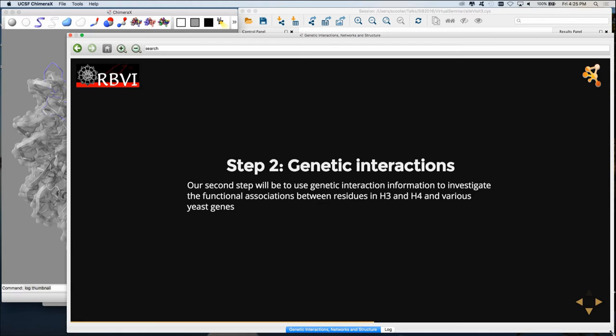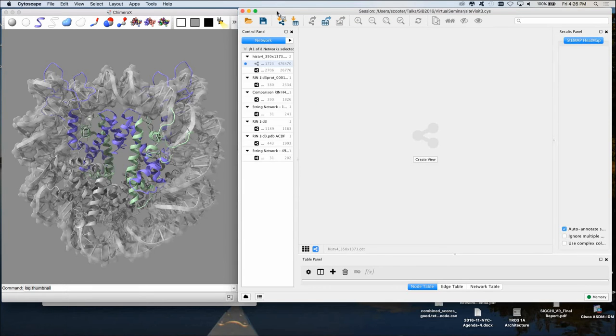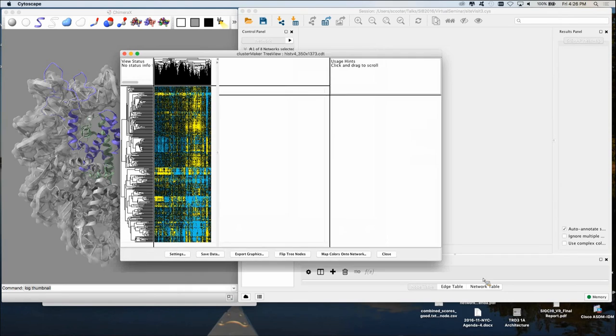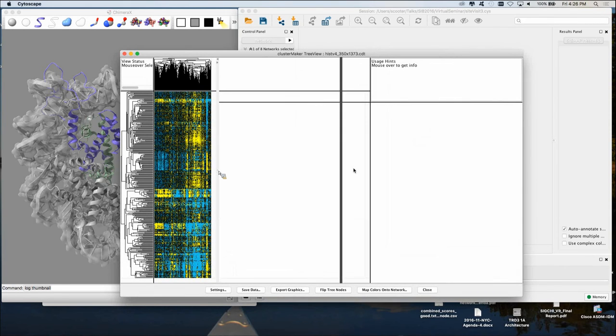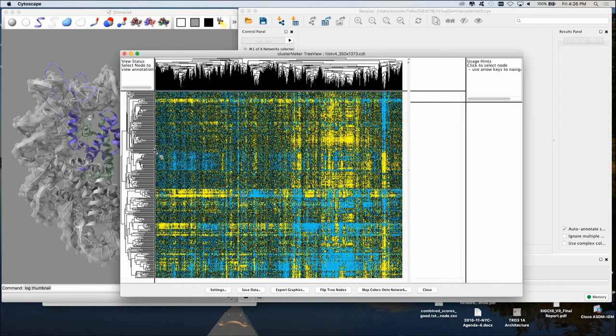So the second step is we're going to use genetic interaction information. This is unpublished data, so I'm not going to go into too many details. But the first thing is we're going to bring up a clustered heat map. Just like we saw before, this is a PE map. This is the data that's loaded into Cytoscape. I brought this up from the existing Cytoscape data. Great. I can look at this and figure out what's interacting with what, but it's still not very satisfying.